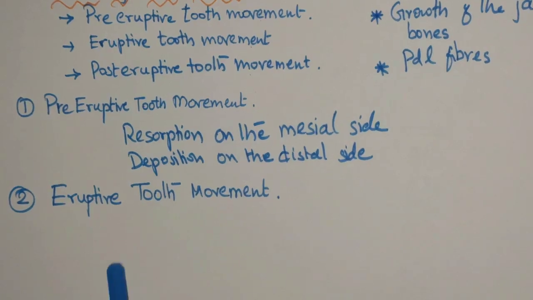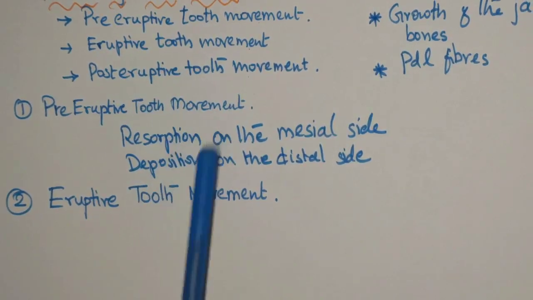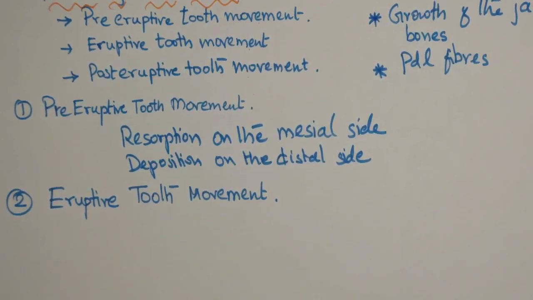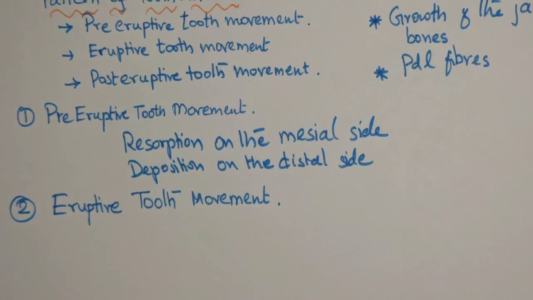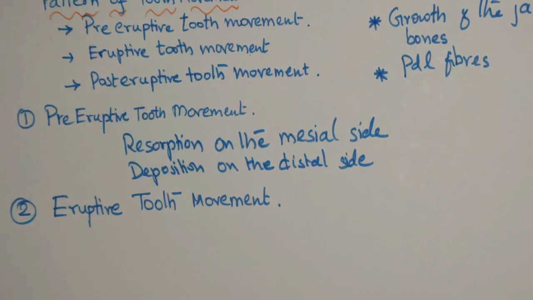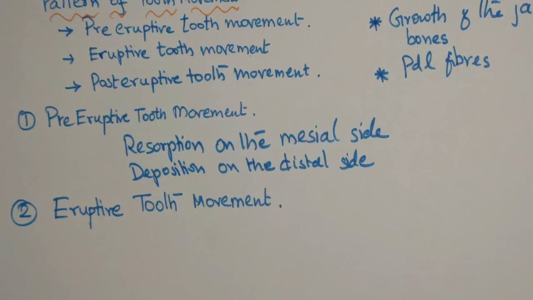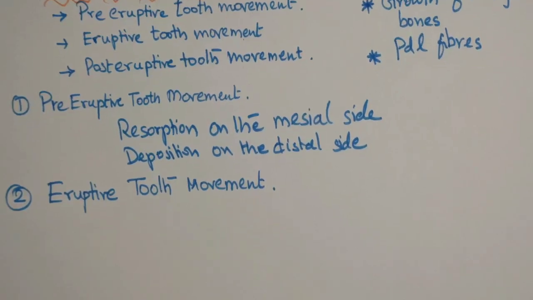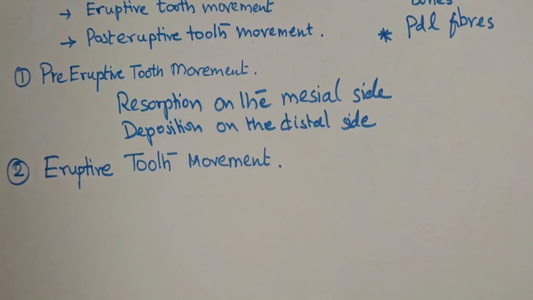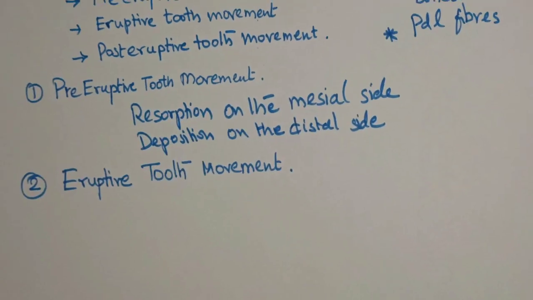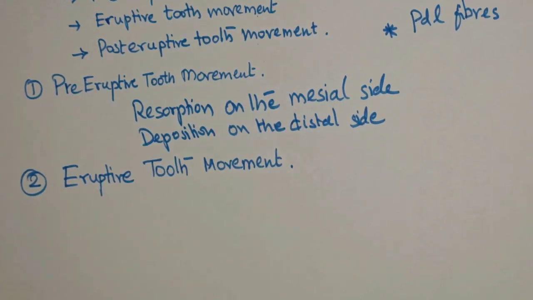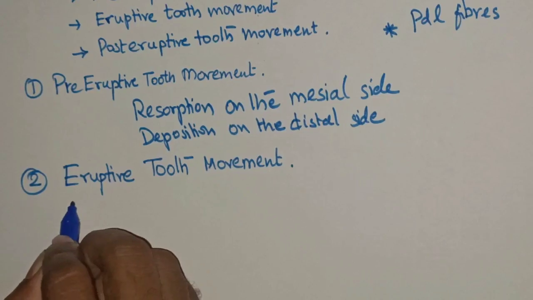So next heading is eruptive tooth movement. It's nothing but the tooth moves from its position within the jaws to its functional position in the occlusal plane, where the principal movement is the direction of occlusal or axial movement. Okay, it's nothing but tooth eruption.